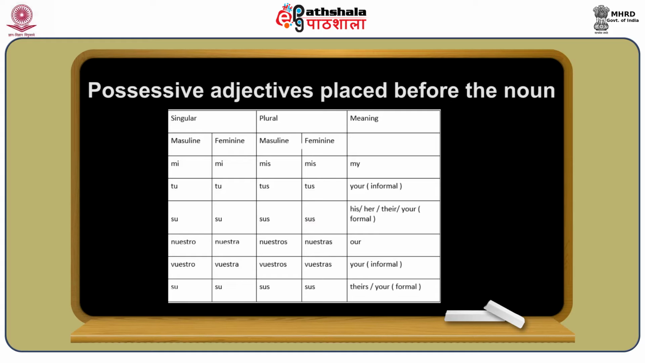And same way, tu is in singular and tus is in plural, meaning your, informal. And su is in singular and sus in plural, meaning his, her, their, or your formal. Nuestro, nuestra, and nuestros, nuestras means our. So nuestro is masculine singular, nuestra is feminine singular, and nuestros is used for masculine plural and nuestras is used for feminine plural.